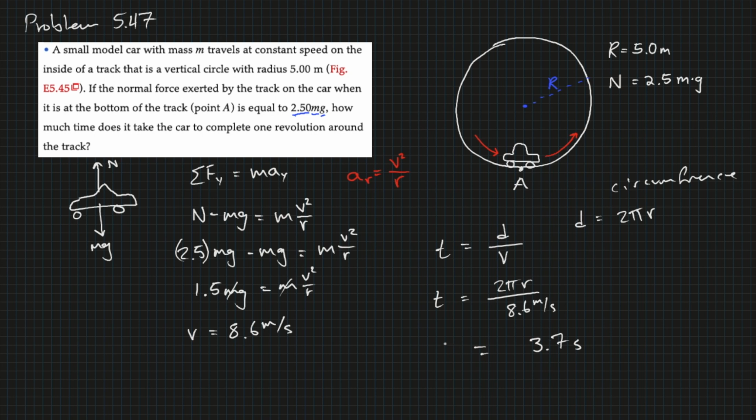And I'll be a little bit more specific here, and instead of saying lowercase t, I'll say capital T, because when we're talking about something going around in a circle and how much time it takes to go once around the circle, then it's specifically talking about the period. So period is how much time it takes to complete one revolution.